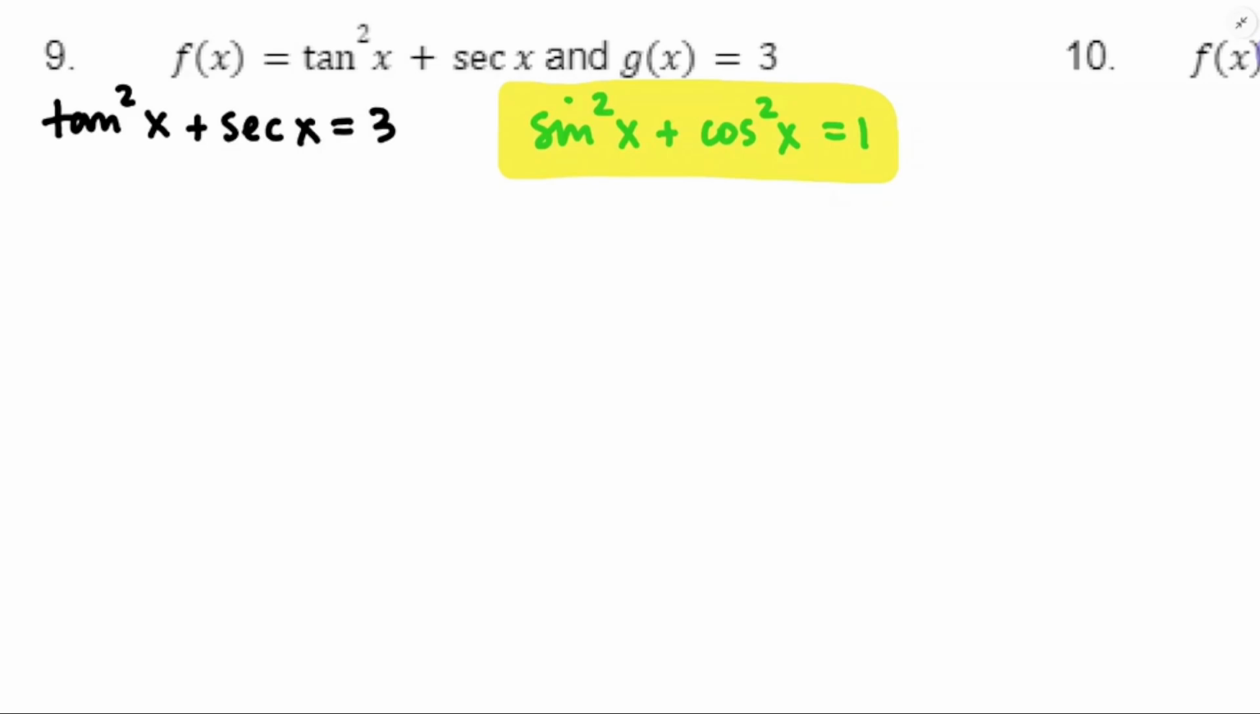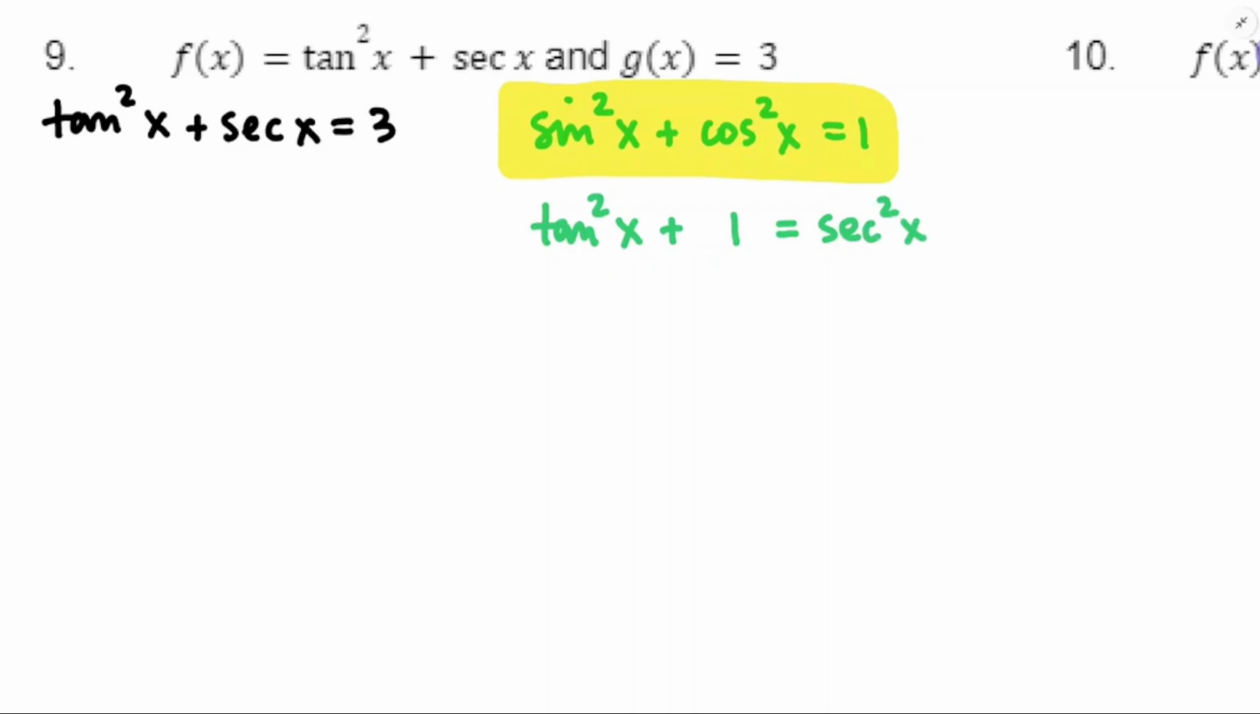All right, so I'm going to divide all of these terms by cosine squared x. Sine squared x over cosine squared x, that's tangent squared x. Cosine squared x over cosine squared x, that's 1. 1 over cosine squared x, that's secant squared x.